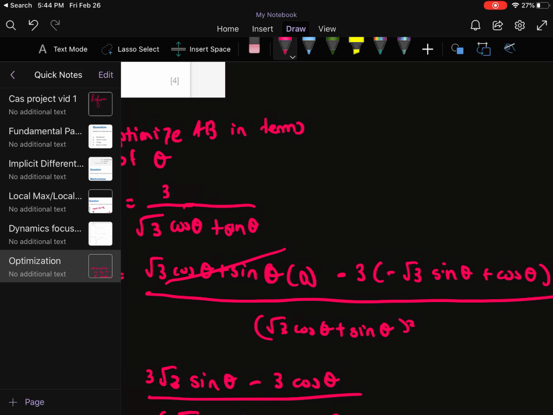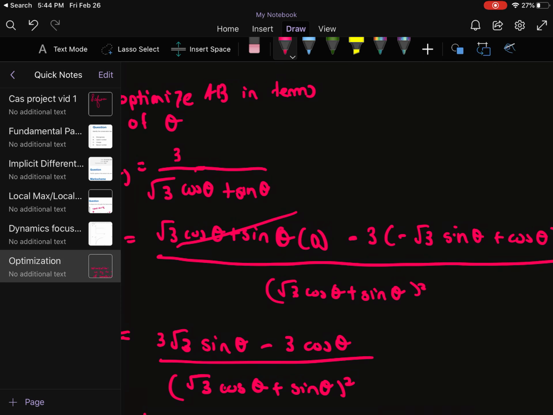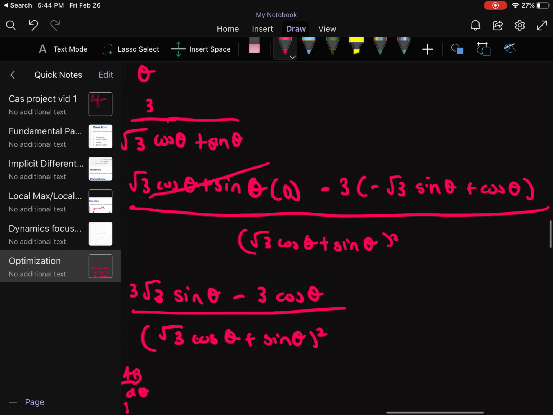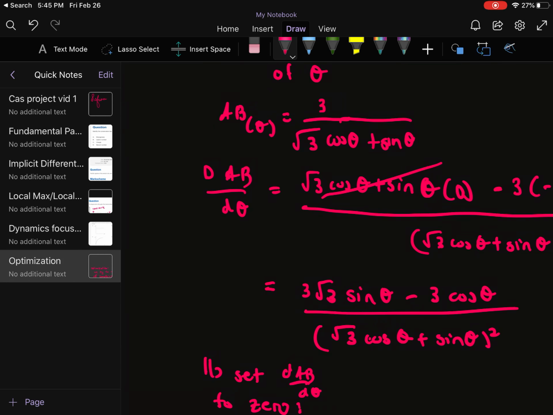In optimization, 8 times out of 10 do not expand the denominator. It's not useful. Because if you've done the curve sketching unit, you'll notice that the critical numbers for the denominator are not particularly useful, because either they will just not follow the domain or they have no value. The only time where the denominator is particularly important is in asymptotes, but that's a curve sketching thing. So we've simplified to 3 root 3 sine theta minus 3 cos theta, and we find the expression of the derivative.